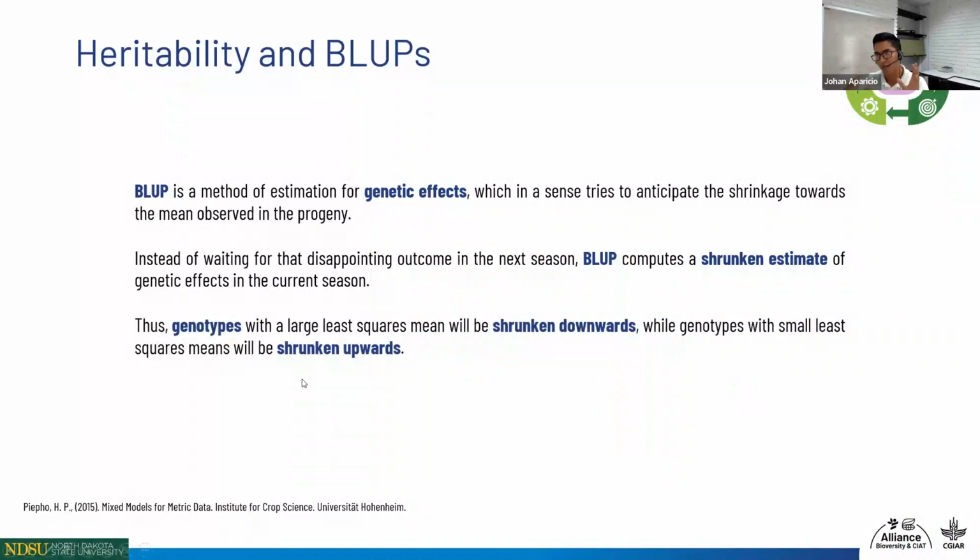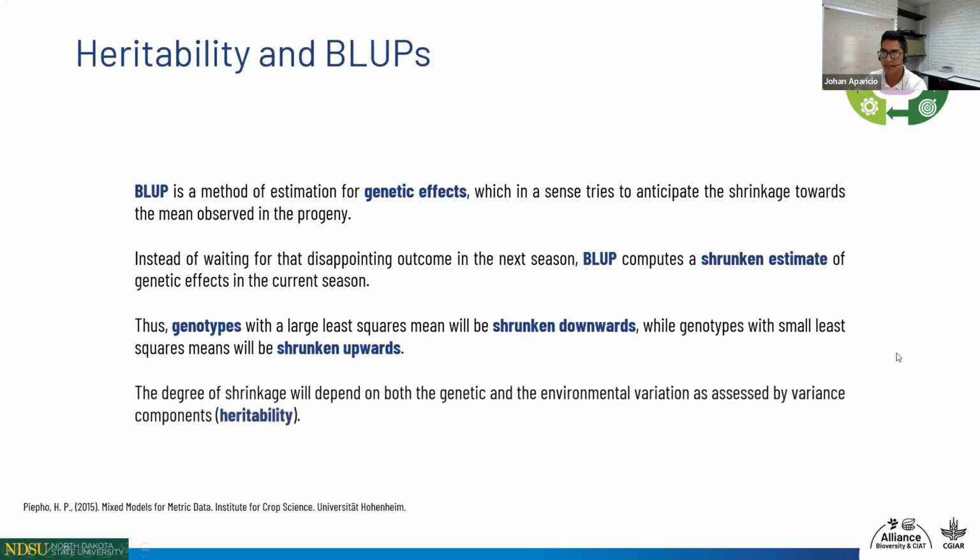And if we compare BLUEs with BLUPs, we will see that the genotype with the largest least square mean will be shrunk downwards, while the genotype with the smallest least square means will be shrunk upwards. So the degree of shrinkage is exactly that, the heritability, what we have been basically talking about, because it depends on both the genetic and environmental variation as assessed by variance components, which is the heritability.